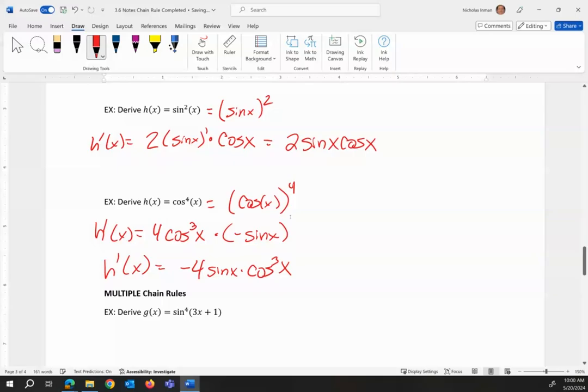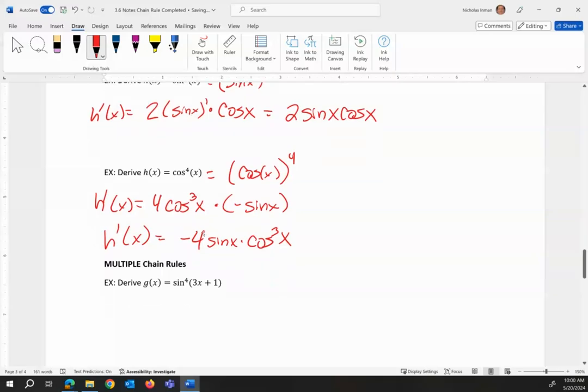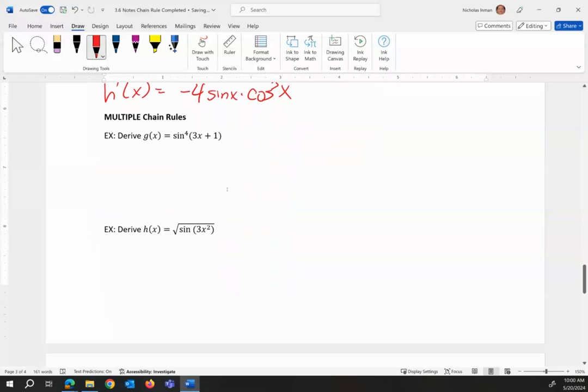And cosine cubed. All right, so hopefully we are feeling good about the chain rule. Now, where it can get tough is when you have something like this. We have sine to the fourth power, so I'm going to have to do a chain rule to do our derivative, but there's stuff inside of our sine even. So we would think of this as sine of 3x plus 1 to the fourth power.